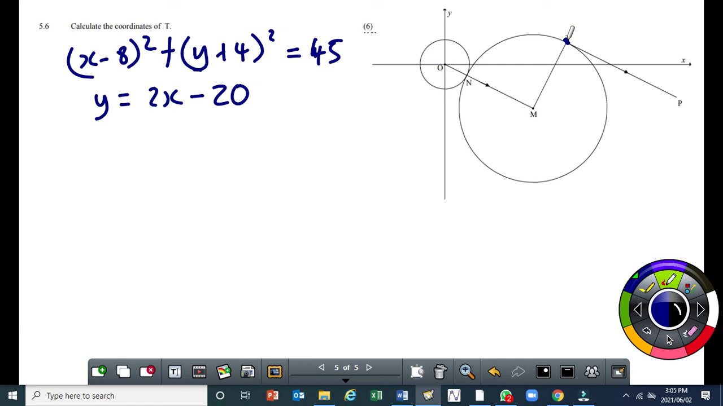So the question is why are you going to use them? You see, you want to find the coordinates of T. We have found the equation for MT. MT and the circle intersect at T. Therefore, we have to use the equation of the circle and the equation of the straight line MT. Yes. Where there is a y here, we put 2x minus 20.